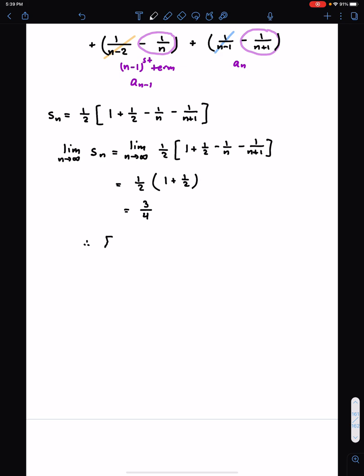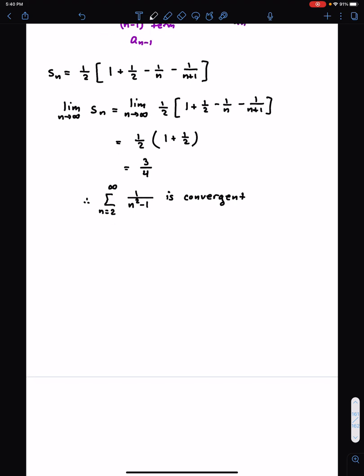Therefore, the series from 2 to infinity of 1 over n squared minus 1 is convergent, and that series is exactly equal to 3 over 4, or the sum of that telescoping series is exactly equal to 3 over 4.